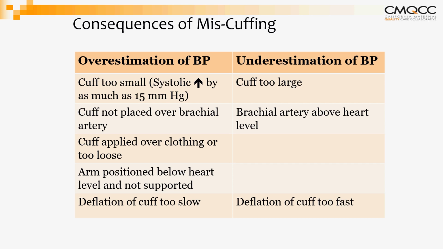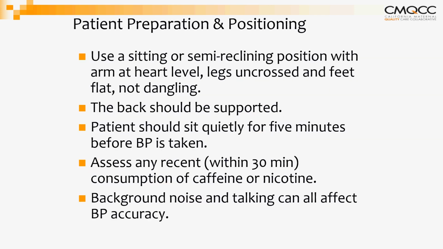This slide goes over the consequences of using the wrong size cuff. As you can see, it can either overestimate or underestimate if you've got the wrong size cuff. And when you see the first point there, if the cuff is too small, it can increase the systolic as much as 15 millimeters of mercury. And again, that's going to wrongly diagnose the patient as either having a hypertensive crisis or hypertension. So these are just some techniques that need to be considered when blood pressure is being taken. Next slide, please.